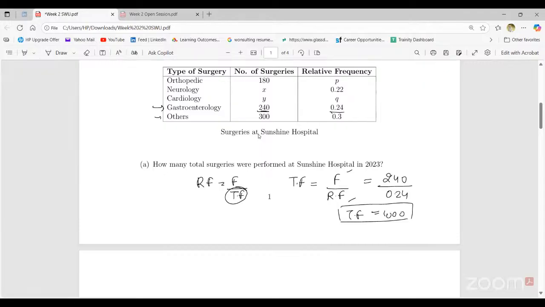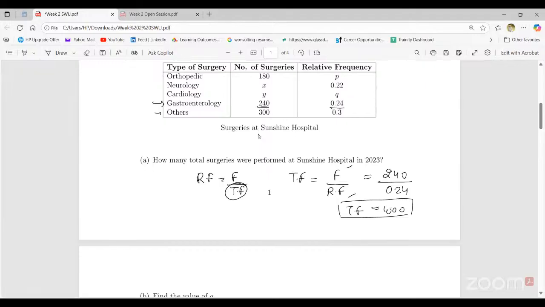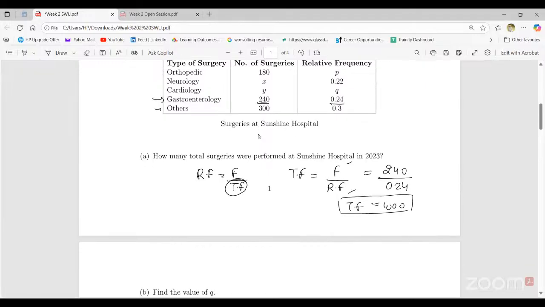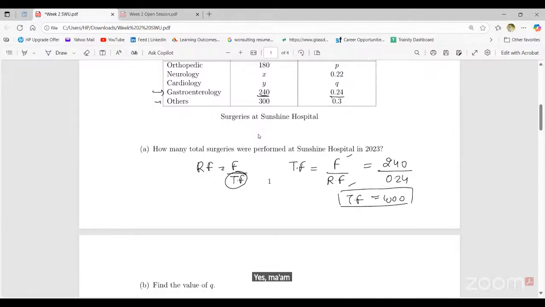Is Q 0.28? And then, what about the others? What are the values? Ma'am, 0.6 or 60? Y is 60 and Q is 0.06. Yeah, 0.06. Sorry, ma'am, 0.06. It means the y value is equal to 60. Yes, ma'am, 0.06. Everyone is getting 0.06 then?